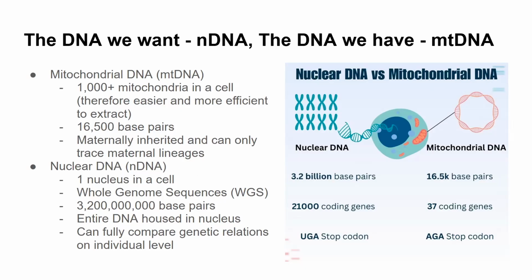And with nuclear DNA, we can actually compare genetic relations on an individual level. So we can see, for example, my DNA compared to a large population instead of just tracing maternal lineages. And this is pretty groundbreaking. And here's just a diagram of the different types of DNA.